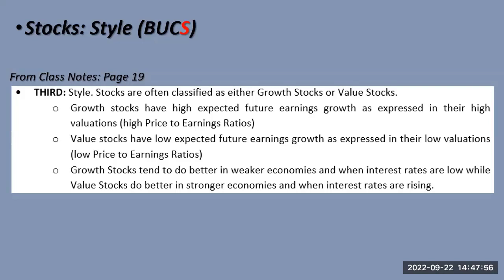So they're cheap. They have low price to earnings ratios. Now, you might think, well, growth stocks do well when the economy is doing well, and value stocks do well when the economy is not doing well. But remember, growth stocks are strong. They tend to have low debt, good earnings. They do better in weak economies because they're doing so well. Value stocks do great in strong economies, because in weak economies, they tend to go out of business.